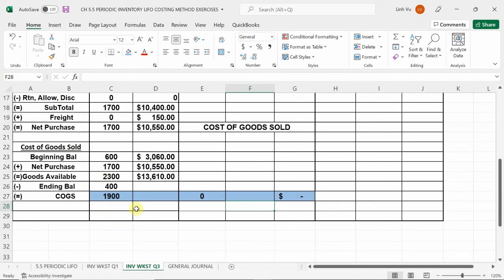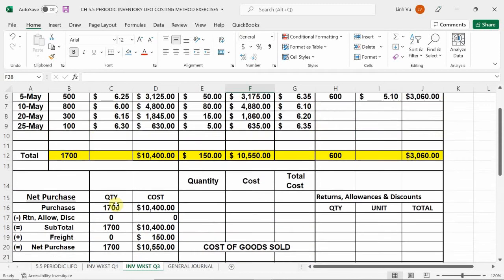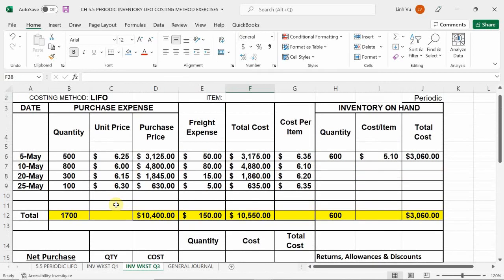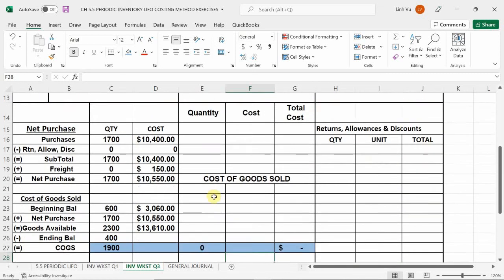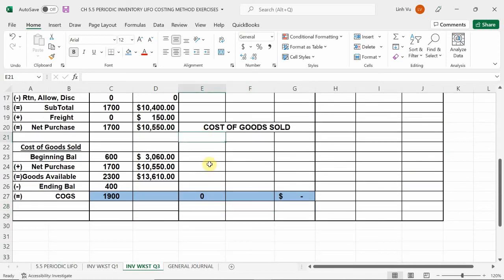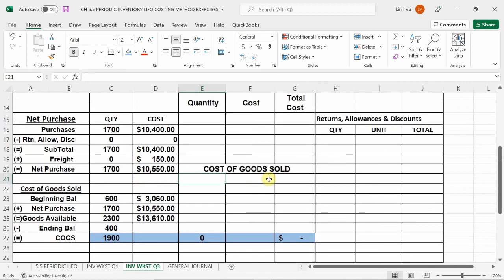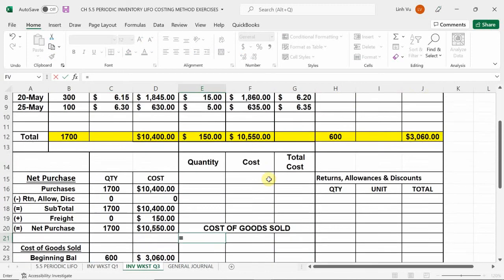You sold a total of 1,900. So if you already figured that far out, you're going to sell out your entire net purchases. That's also another way that if you could find the answer a lot quicker, then go ahead and do so. But in this case, I have to teach you exactly what I have to teach you, the costing method.